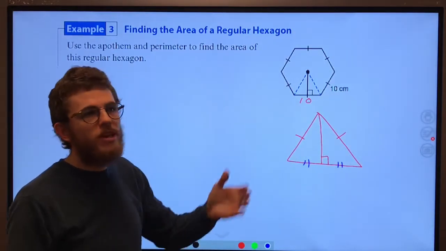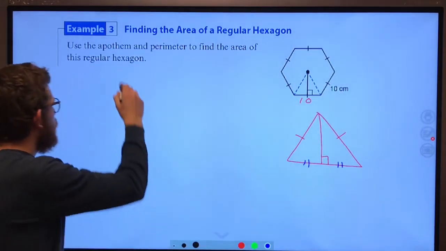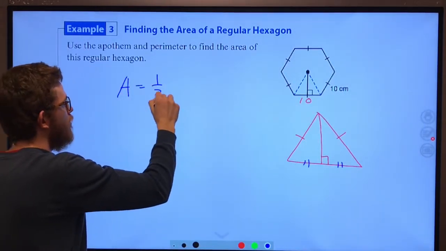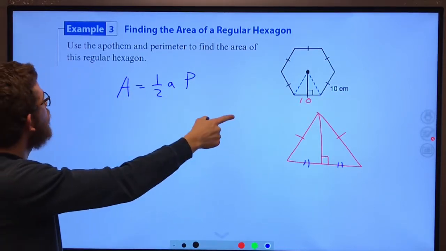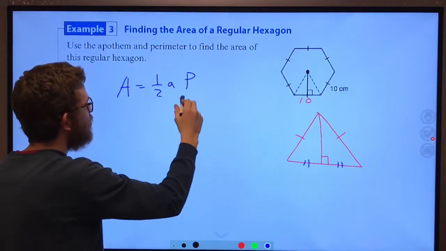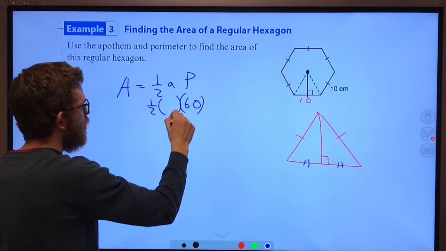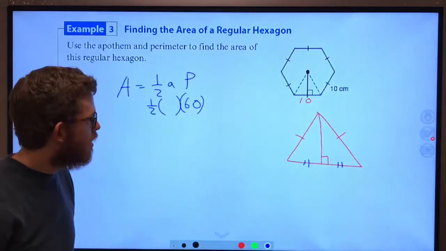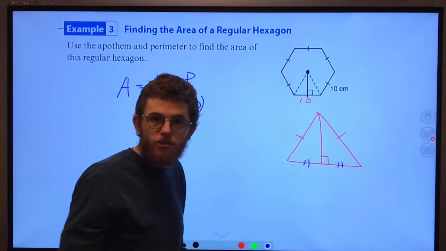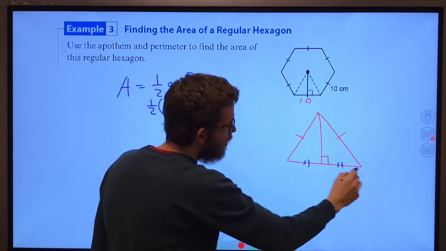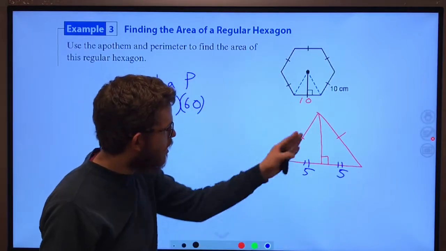Now notice that the one piece of this that I need is the apothem, because I'm going to do the area being 1/2 the apothem times the perimeter, and I can find the perimeter right now. I know the perimeter, since it's a hexagon, 10 times 6, it must be 60. So the only thing I'm missing is the length of my apothem. That's really what I'm trying to find right there. I'm trying to find the height of this triangle. And if the whole length across the bottom is 10, it must be 5 and 5 when I cut it in half.